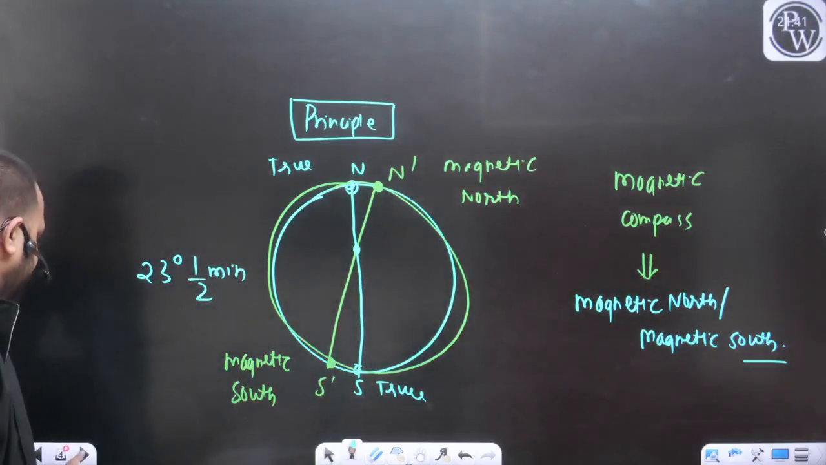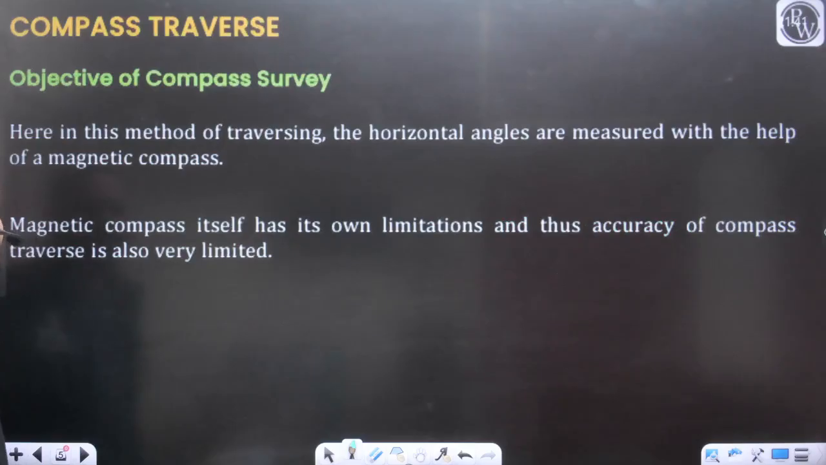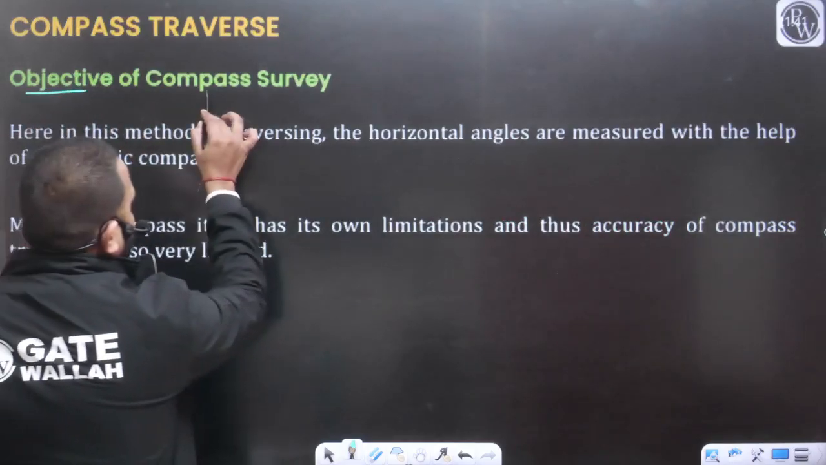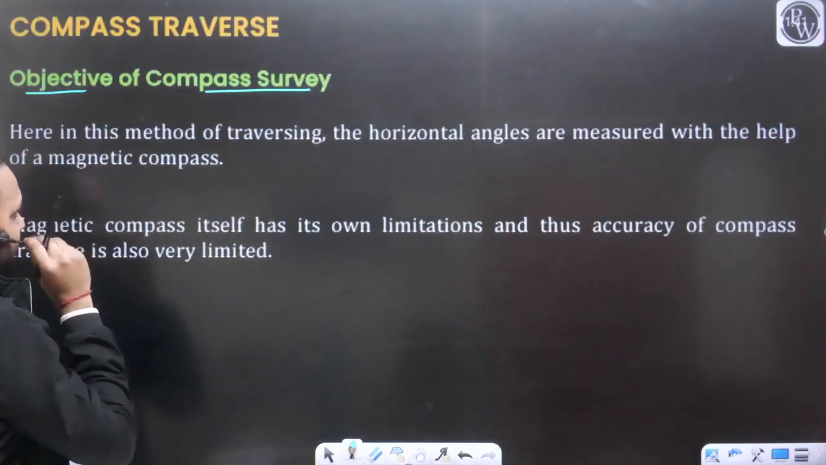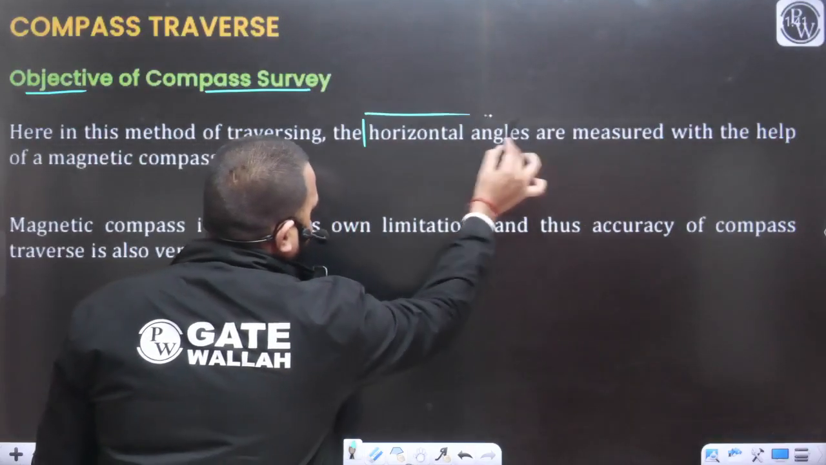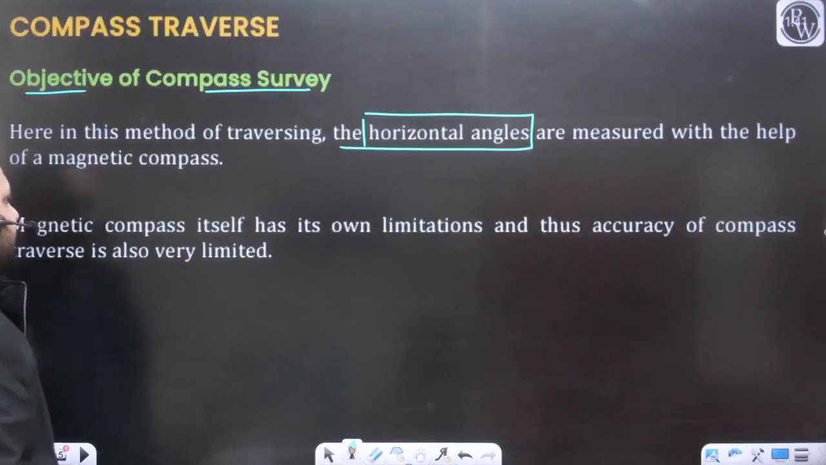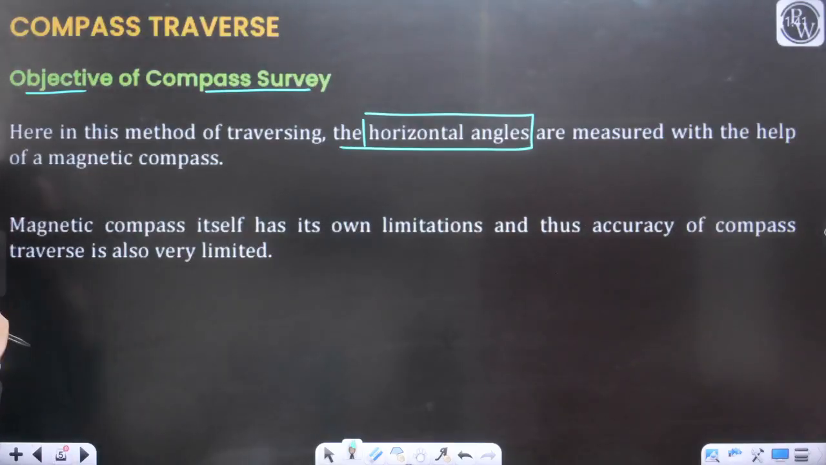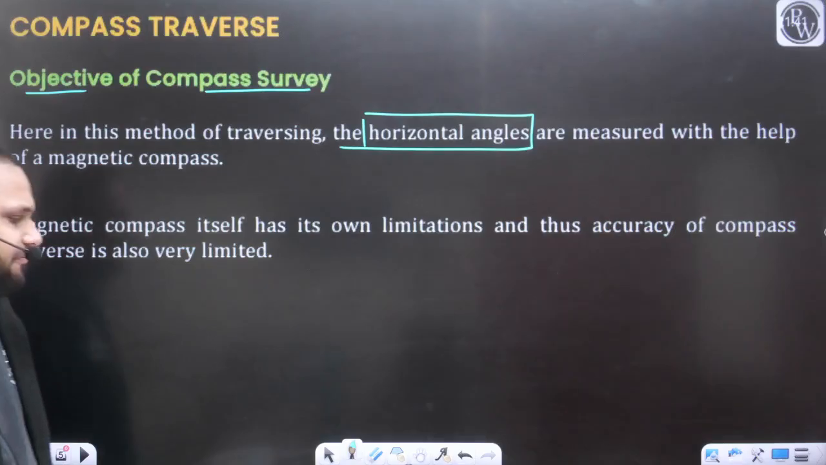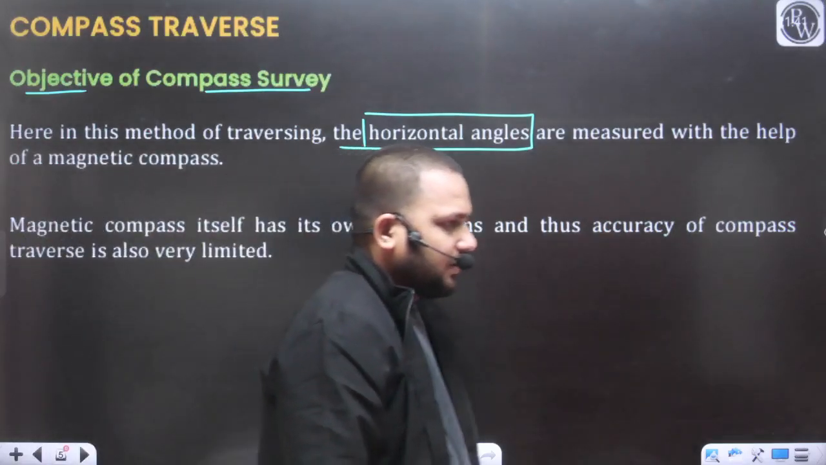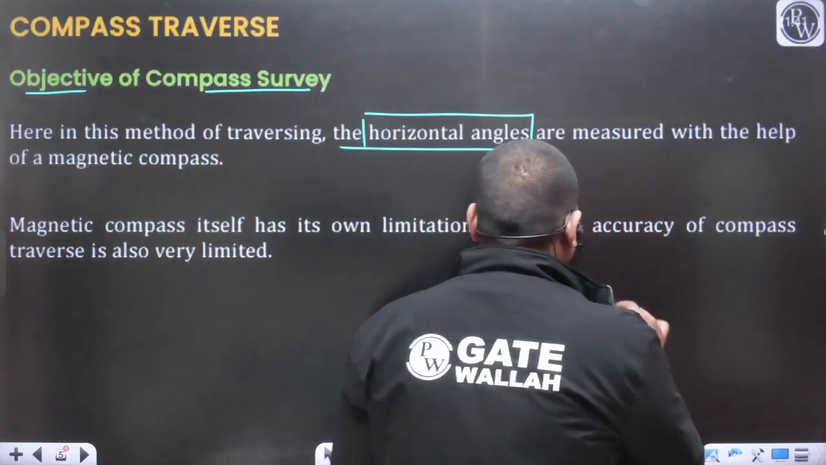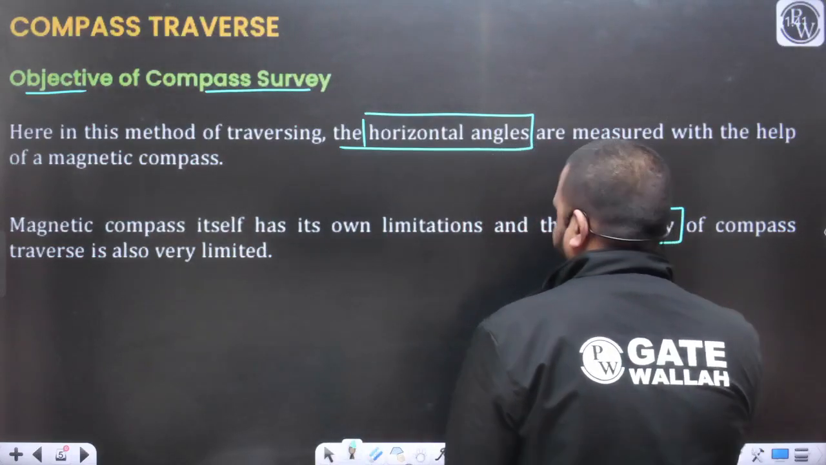So here we are talking about angle measurement. What is the objective of compass surveying? With the help of compass surveying, we can measure the horizontal angles. We are not going to measure the vertical angles, because here we are using the compass. There will be some issue with the accuracy.